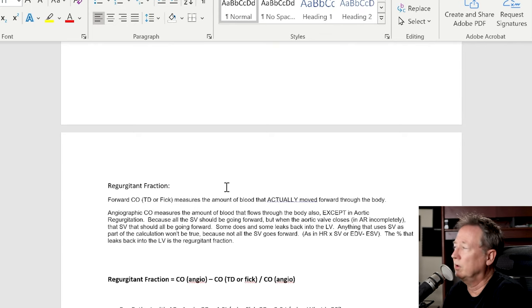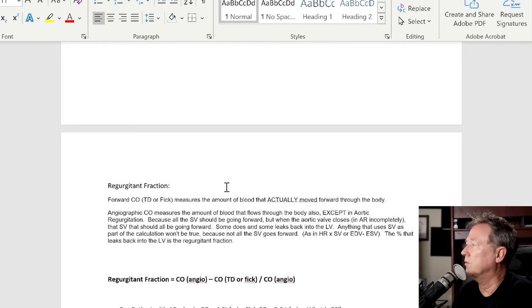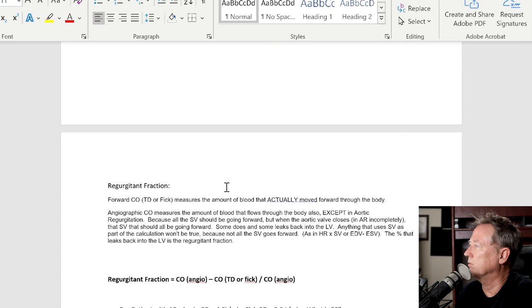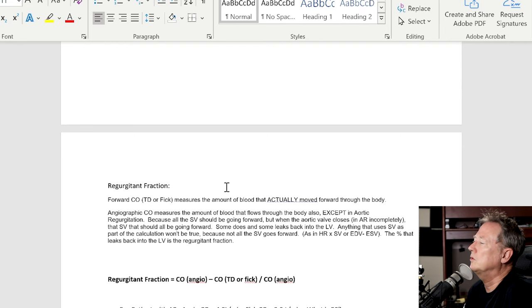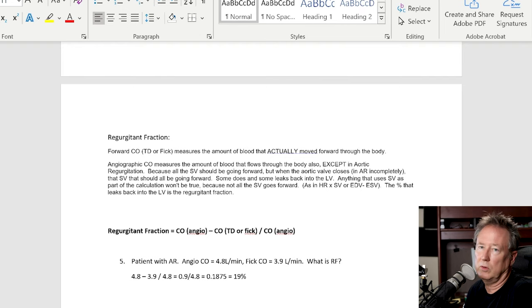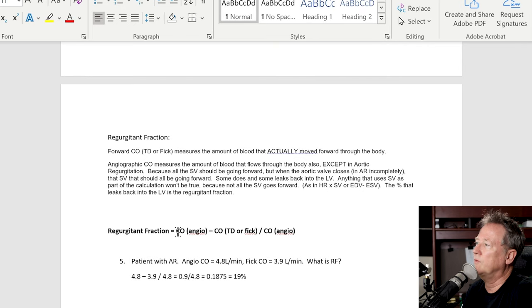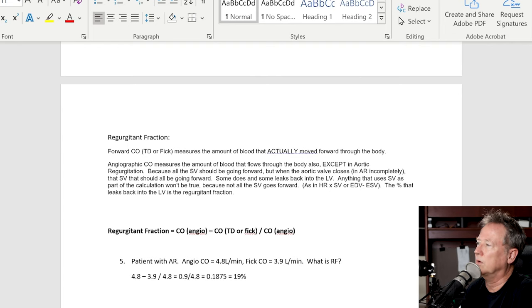Anything that uses stroke volume as part of the calculation won't be true because not all stroke volume goes forward, as in heart rate times stroke volume or end diastolic volume minus end systolic volume. The percent of that leaks back into the LV is the regurgitant fraction. So the formula, and you can replace cardiac output or stroke volume either way that you want to, is angiographic cardiac output minus thermodilutional or Fick cardiac output, which is forward, divided by angiographic cardiac output.